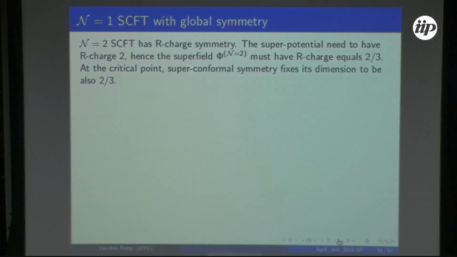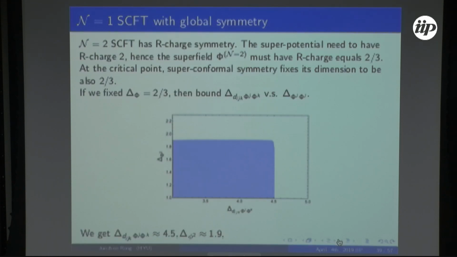The N=2 theory has R symmetry. The superpotential needs to have R charge 2, hence the superfield needs to have R charge 2/3. Therefore, at a critical point, superconformal symmetry fixes its dimension to be 2/3. That's precisely the value we observed in the numerics, so our identification is probably correct.